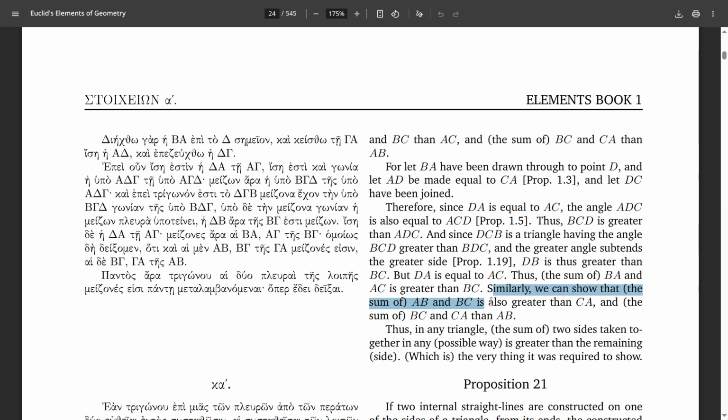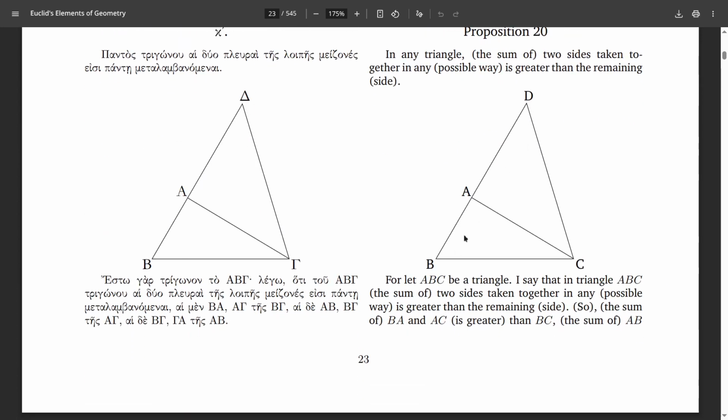Similarly, we can show that the sum of AB and BC is also greater than CA. Yes, because it's the same reasoning. It's just the other leg. Thus, in any triangle, the sum of two sides taken together in any possible way is greater than the third. Okay, I see that now, because the extension that we made to get to point D in the first place is the same thing here. And so if we add this to any of these legs, we know that this leg is also the same thing, these legs.